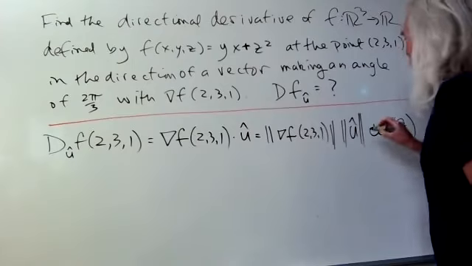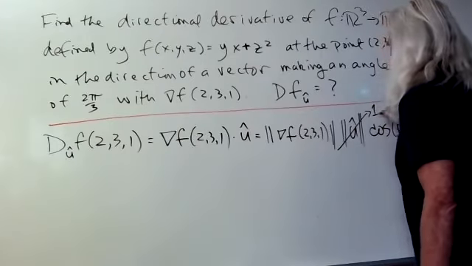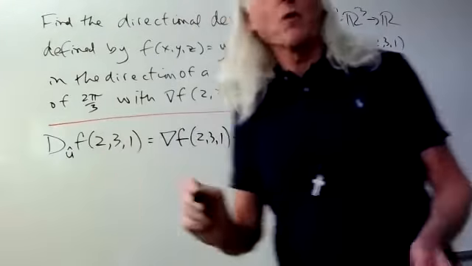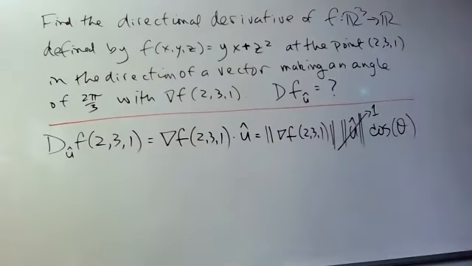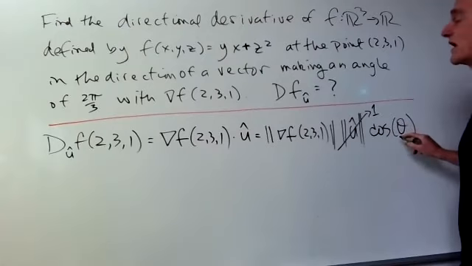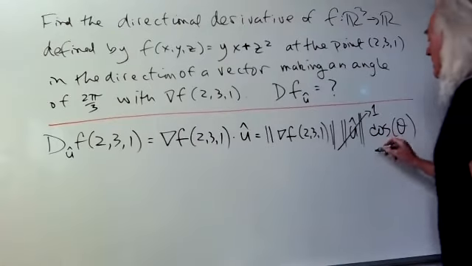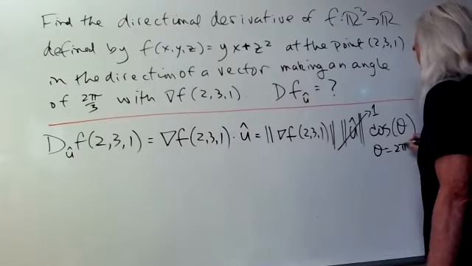Okay, well, the easy part is that the magnitude of any unit vector is 1. That's the definition of a unit vector: a vector with magnitude 1. And then what about cosine theta? Well, they tell us that theta is 2 pi over 3.